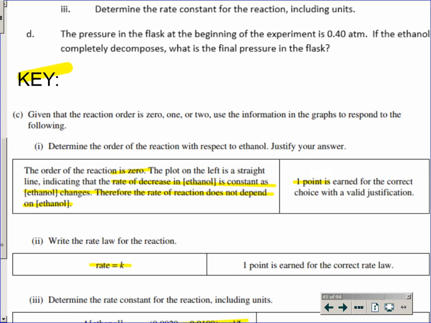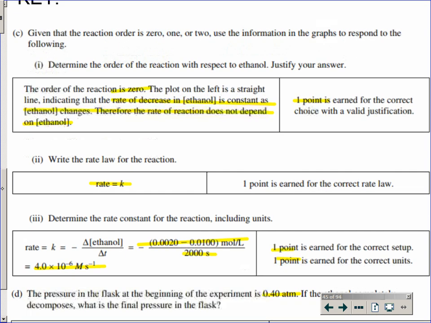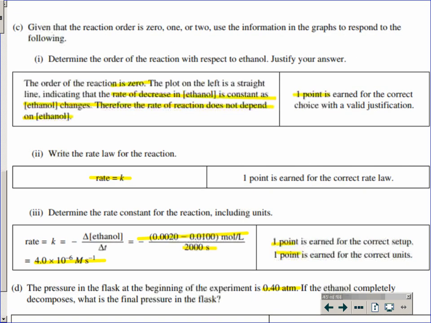Okay, so here's your point values, okay? So here's where you would add your points. For the given data, determine the order of reaction with respect to ethanol. It is zero order. That's not a point. Okay, it's zero order plus your explanation. The plot on the left is a straight line indicating the rate of decrease with respect to ethanol's concentration is constant as the ethanol concentration changes.